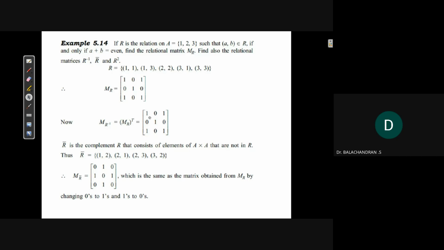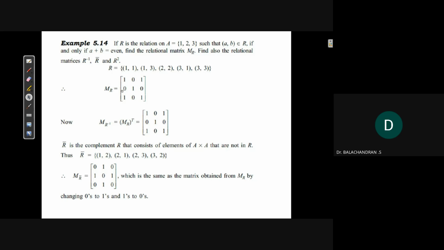Again the positions are 1 2 3 and 1 2 3. Here R bar is the complement of, I think, MR inverse. You can check it. MR inverse is the same as MR, because it's a symmetric matrix. So both of them are the same.